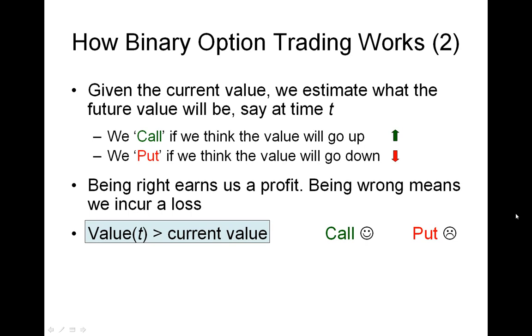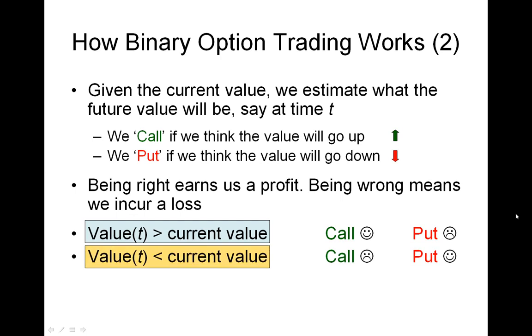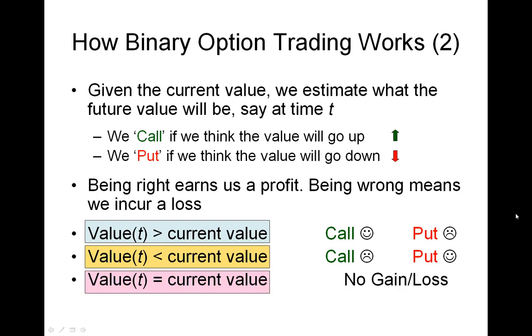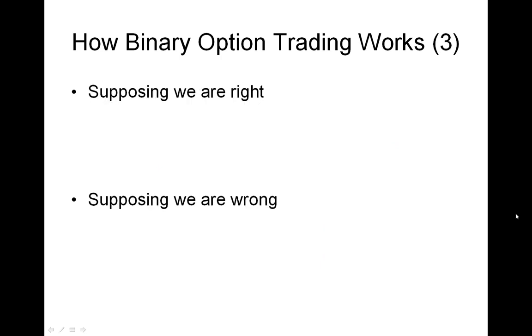Therefore, if the future value is greater than the current value, and we had called, we're happy. But if we put, we're actually sad because we lost some money. On the other hand, if the future value is less than the current value, then the desirable outcomes are reversed. If the future value is exactly equal to the current value, that is, the value didn't go up or down, there is no gain or loss either way.